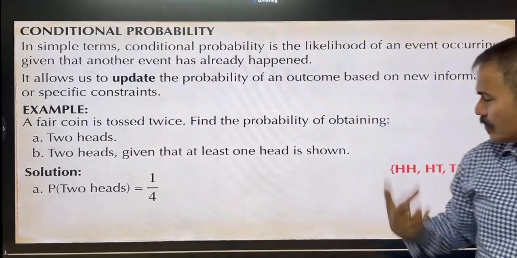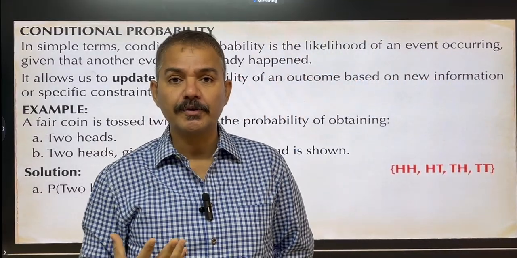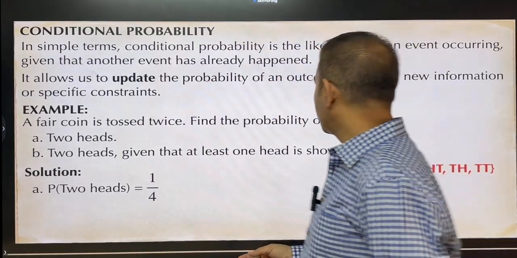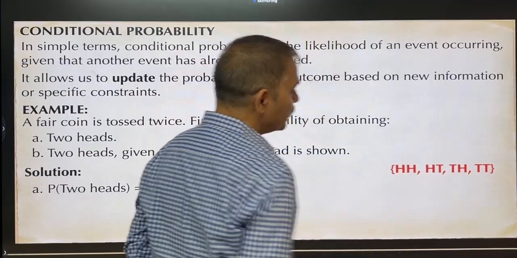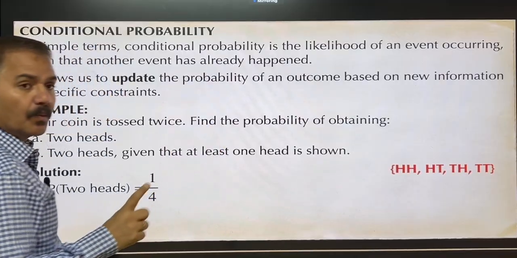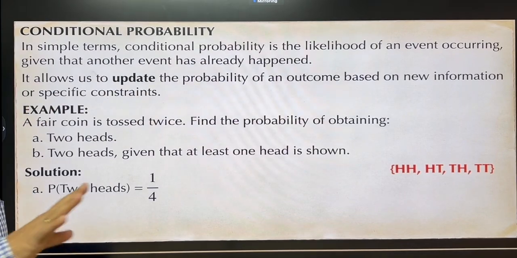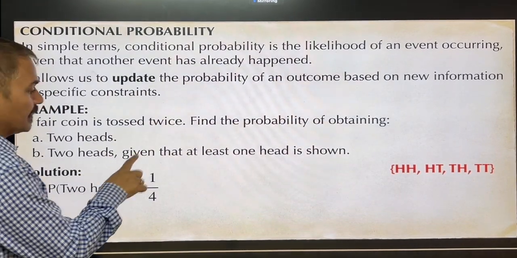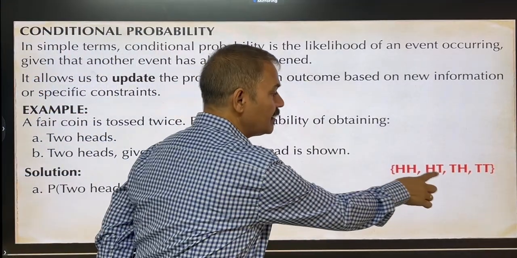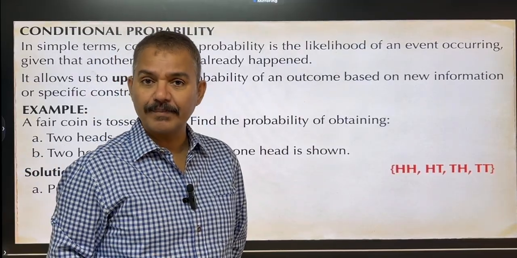In part B it says two heads given that at least one head is shown. So we have already been given some information, and we need to update our sample space according to that. If you look at HH, HT, TH and TT, in how many of these do you have at least one head visible? So 1, 2, 3. The TT outcome, two tails, is not required now because the information has been given that at least one head is shown. So your investigation will be limited to only these three outcomes. This is how we have updated the sample space.